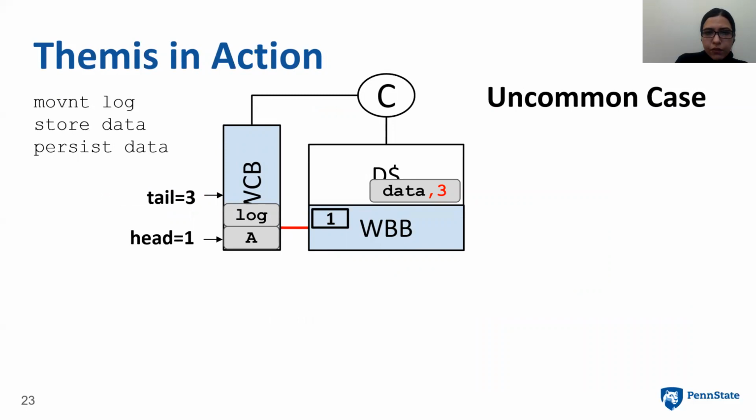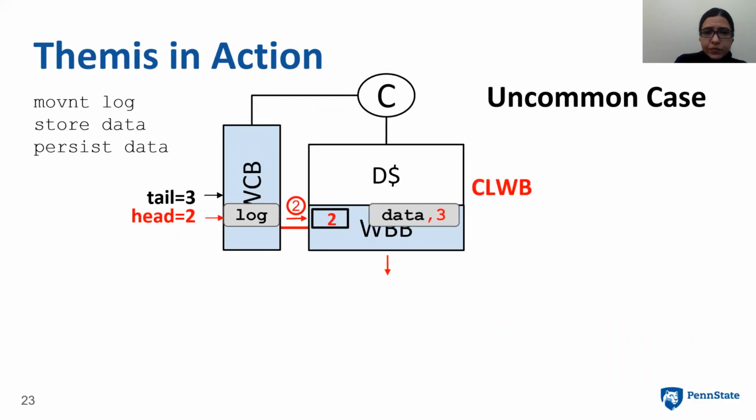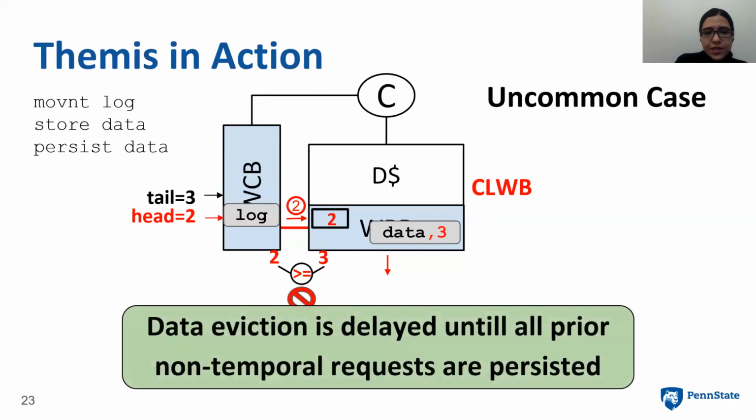In the same example, if only one entry in WCB is drained, the value of head prime would be 2. And upon the eviction of data because of a flush instruction, since 2 is not larger than or equal to 3, data cannot be drained to L2. So its eviction from L1 has to be delayed until all its prior non-temporal requests are persisted. To conclude this example, in both cases, Themis enforces the log data order, and in the common case, it is faster than using an expensive fence instruction in the baseline x86 memory persistency model.